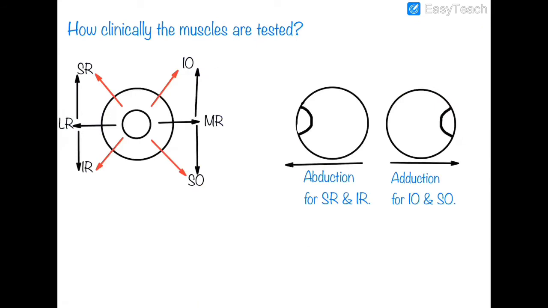Now coming back, we see that in abduction the muscles that are active are the superior rectus, the inferior rectus and the medial rectus. So in this condition, if the superior rectus contracts, then the eyeball will move upwards, and if the inferior rectus contracts, then the eyeball will move downwards. And if the medial rectus contracts, then the eyeball will just move back to its original position.